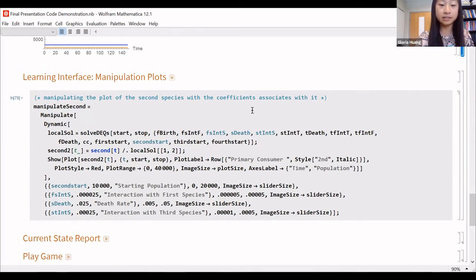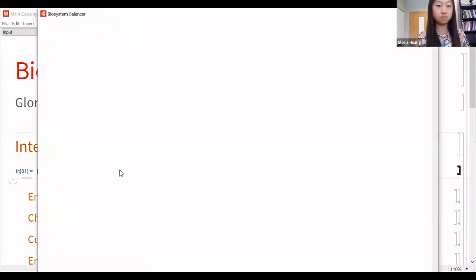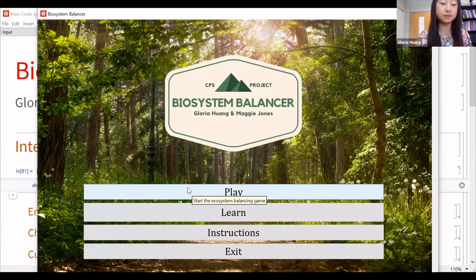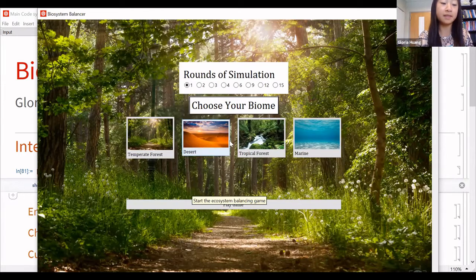And now we are going to transition into the gameplay. So after you are done exploring this learning interface, you can click back to home, and then this takes you, let me reshare that. So after you go back to the home screen, you can click play game, and then this takes you to the options screen where you can choose the number of rounds you wish to play and the biome used for the game. For this simulation, we will choose to play 3 rounds and then choose the marine biome.